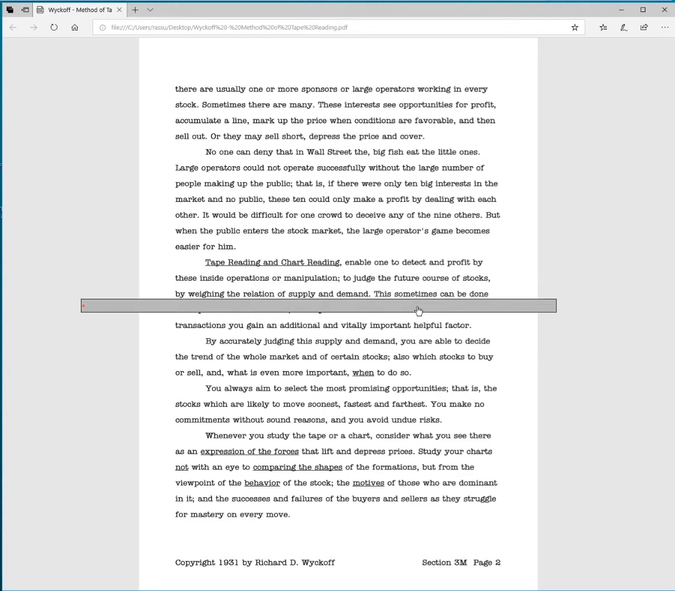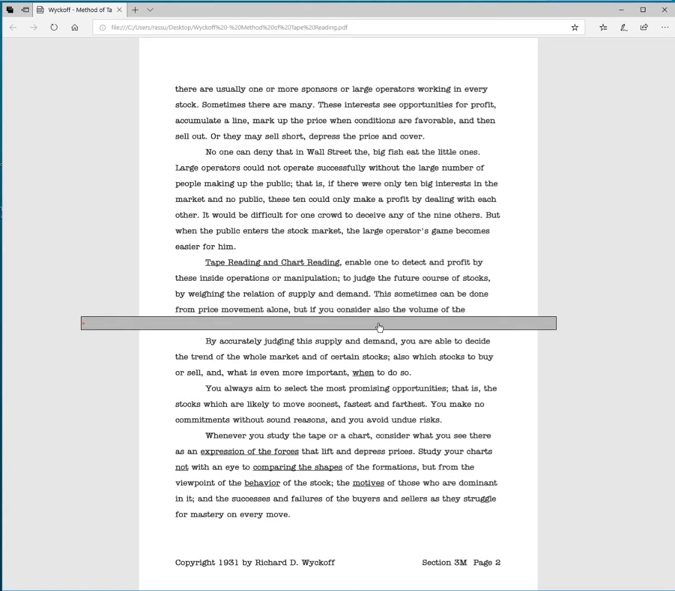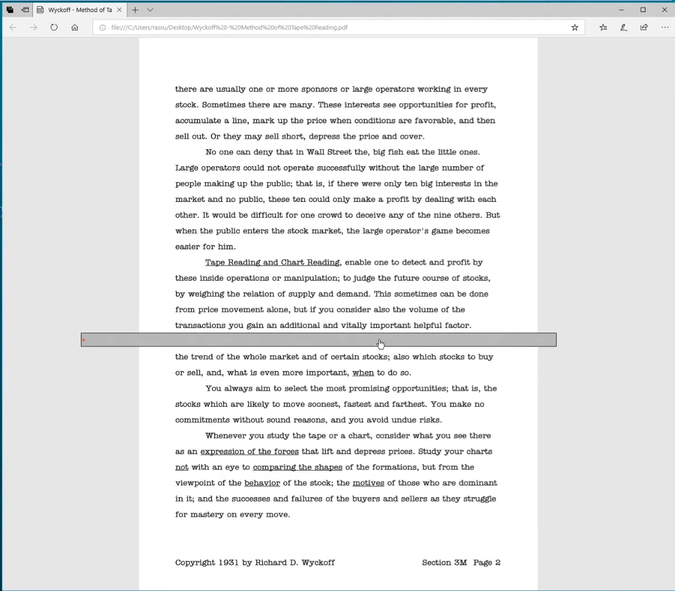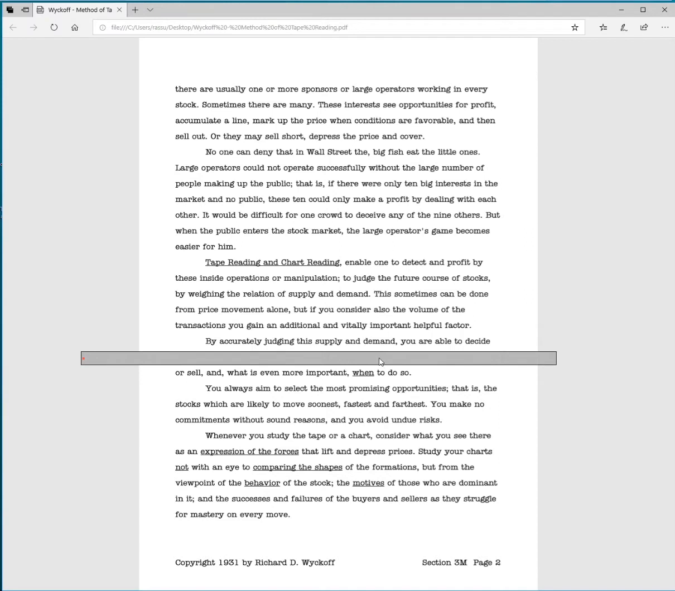Anyway, by weighing the relation of supply to demand, this sometimes can be done from price alone, but if you consider also the volume of the transaction, you gain an additional and vitally important helpful factor. It's very important to use the volume. Later on, you'll see why.